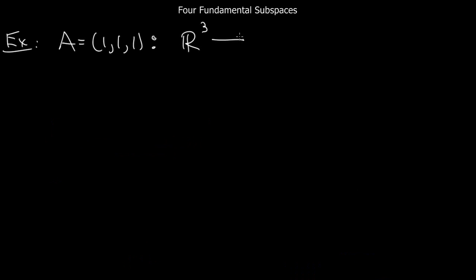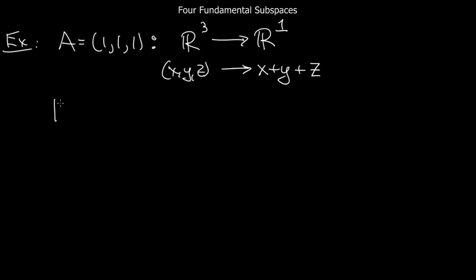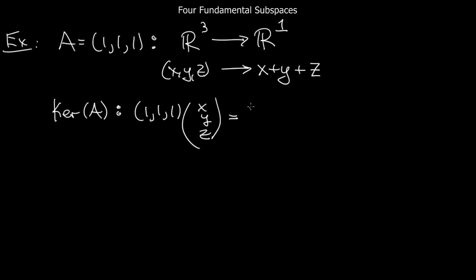Let's take A to be (1, 1, 1), and this is a map from R^3 to R^1. So it takes (x, y, z) to x plus y plus z. Let's see. What is the kernel of A? Well, it's the vectors (x, y, z) such that this is equal to 0. You apply this matrix to this vector and you get 0. That says that x plus y plus z is equal to 0.